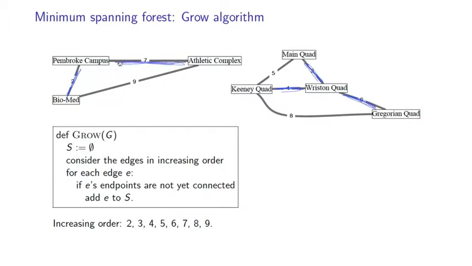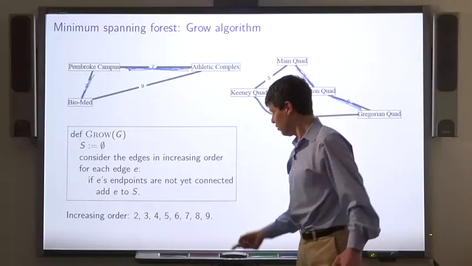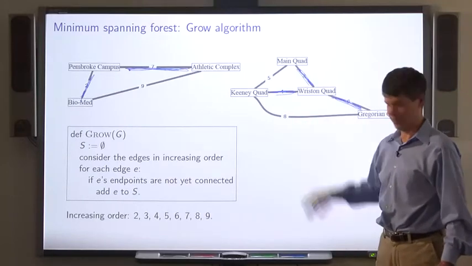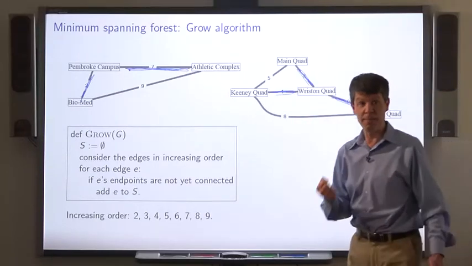8. Oh, its endpoints are already connected using a path of edges already selected, so we skip 8. And 9. Its endpoints are also already connected. We've run out of edges, so that's our solution. Is it indeed a minimum spanning forest?